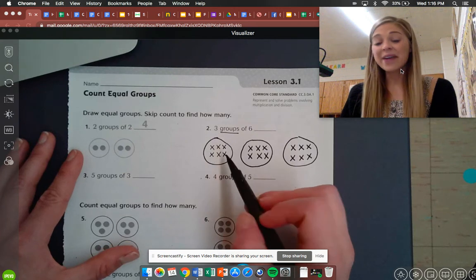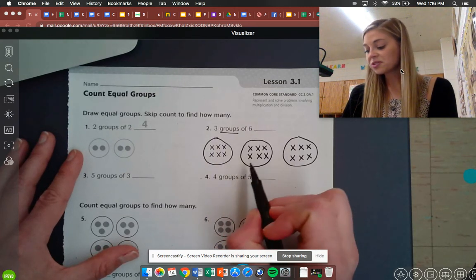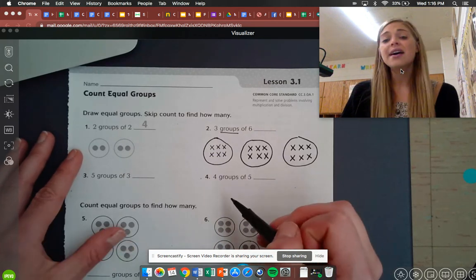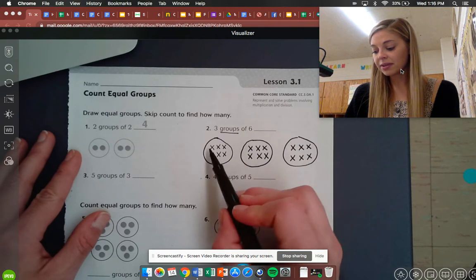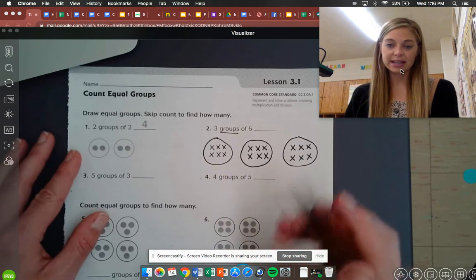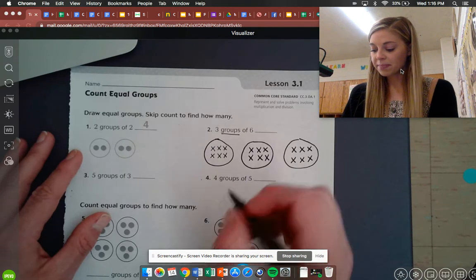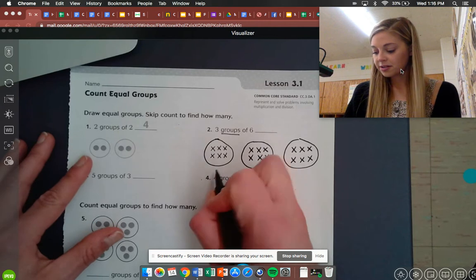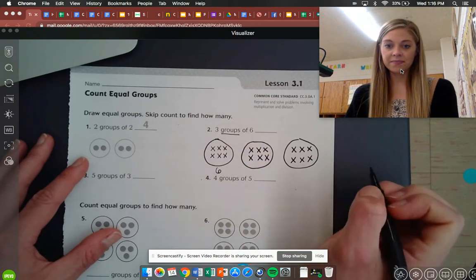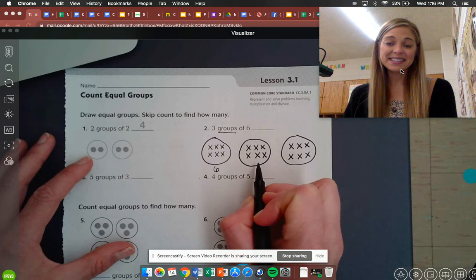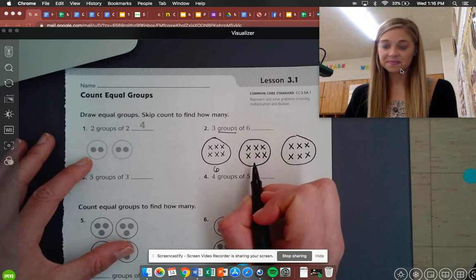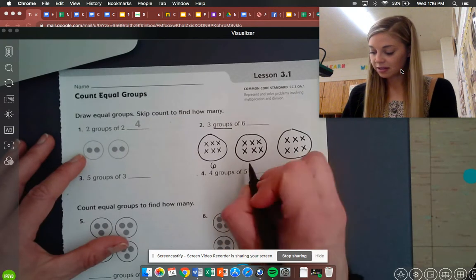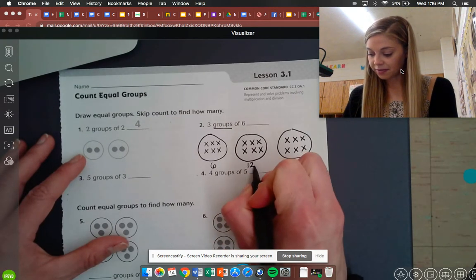Now I get to count by 6's to see how many X's I have in all. If you can't count by 6's, you could count each individual X by itself. But I like to use skip counting because it's a lot easier. Right here I have 6. What is 6 plus 6? 6 plus 6 is 12. So then I have 12.